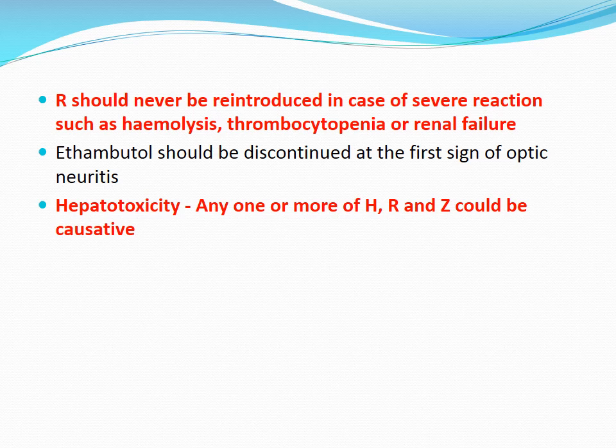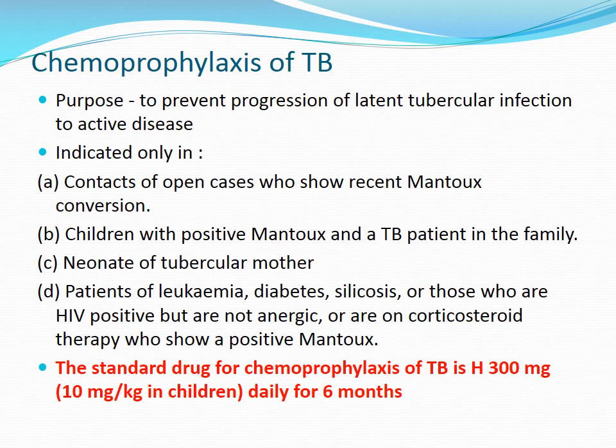Regarding hepatotoxicity, if hepatotoxicity occurs as an adverse effect, any three of the drugs, either isoniazid, rifampicin or pyrazinamide, could be causative. There is a separate treatment protocol for how to go about hepatotoxicity. We are not going into the detail, but remember Z should never be reintroduced if hepatotoxicity is already there, as it is a most effective, potent hepatotoxic drug.